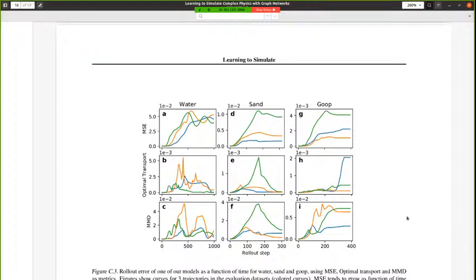I think you see it very beautifully in the second column of figure C3. So this is mean squared error, optimal transport, and MMD. What was it called again? Help me, David.